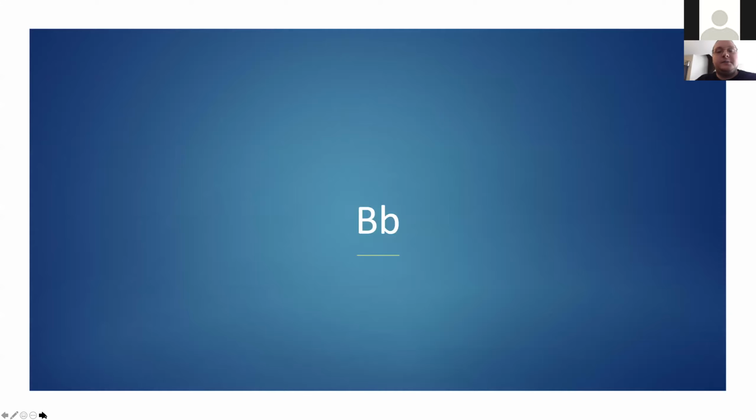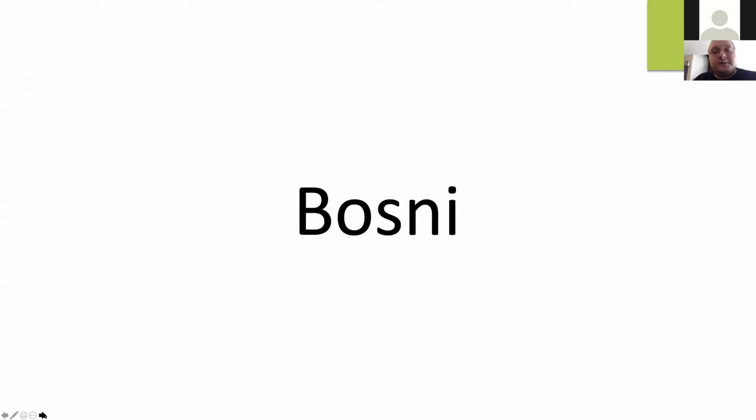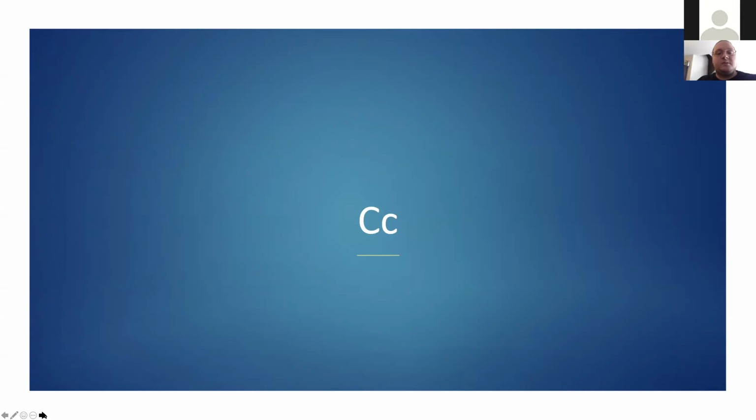Ba, bosni. Cha. So in Dakota, the C's are always going to be the cha sound. Whenever you see someone write in Dakota, even if it has a marking, if it doesn't have a marking, it's going to be the cha sound.